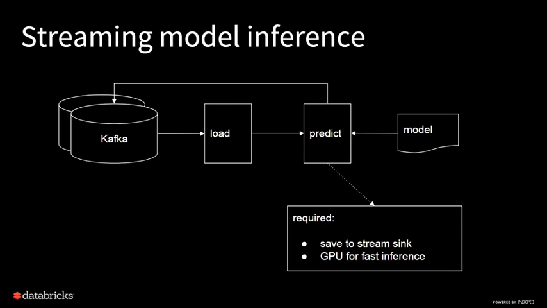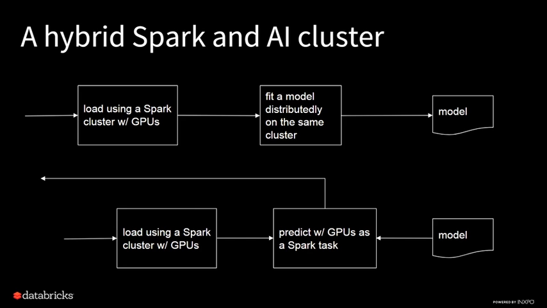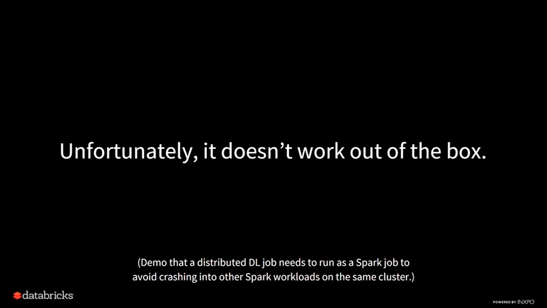So for streaming model inference, apparently, we need a single cluster to do the data loading, model prediction, and the data saving. So that's the status quo. And then let's think about this. How about we just use one single cluster to handle both the Spark data processing and deep learning model training and model inference? And that seems the next setup, right? So if you can just use one cluster, you only need to get familiar with one workflow. But unfortunately, I'm here to tell you, it just doesn't work out of the box.